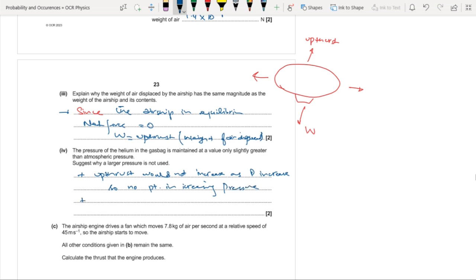Also, increasing pressure would increase the chances of a failure due to stress.